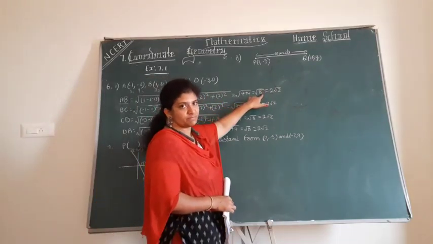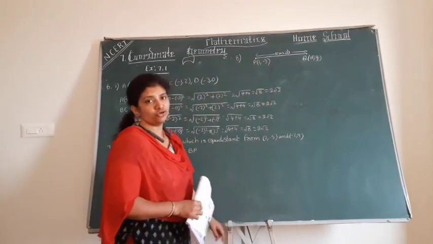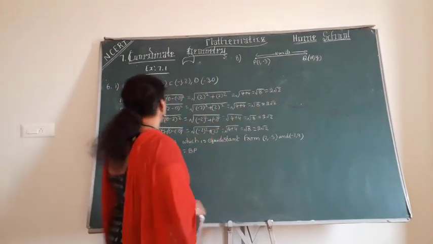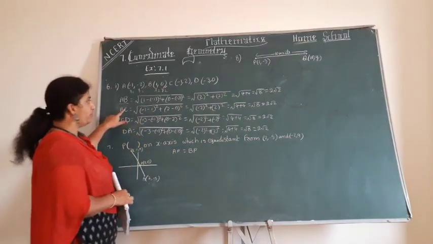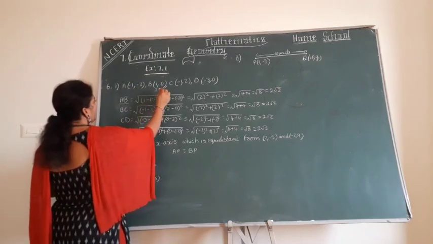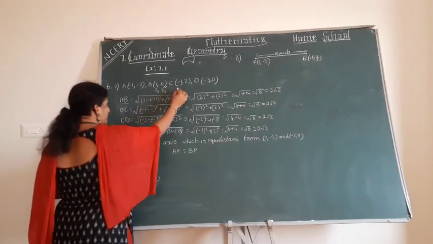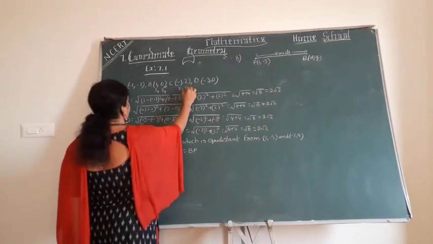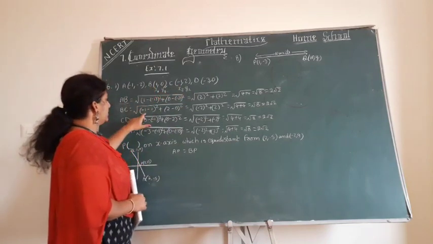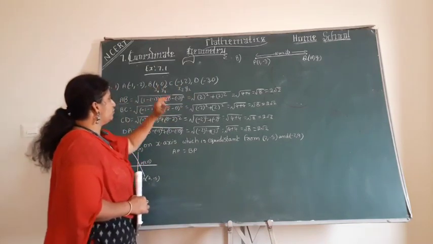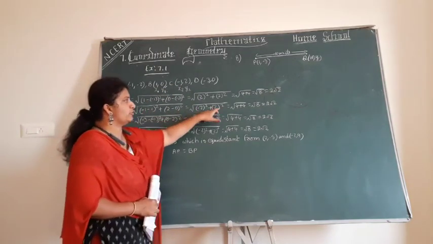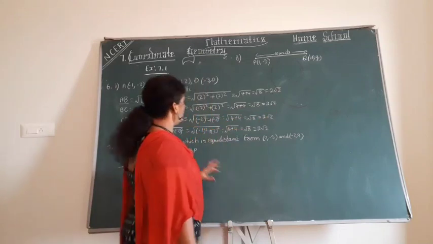Root 8 can be further simplified. Root 8 can be written as root of 4 times 2; taking 4 out, 2 root 2 is your answer. Similarly, when you consider BC, take B as x1, y1 and C as x2, y2. Same pattern: minus 1 whole square plus 2 minus 0 whole square. Minus 1 squared, and 2 minus 0 is 2, whole square. Again, the same answer you are going to get.